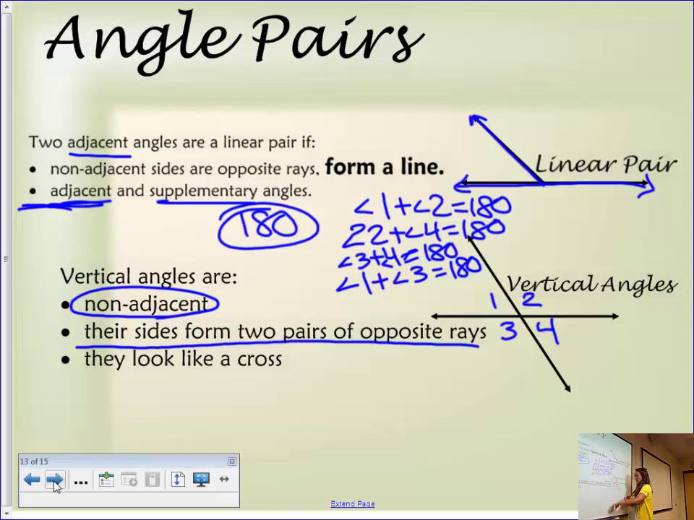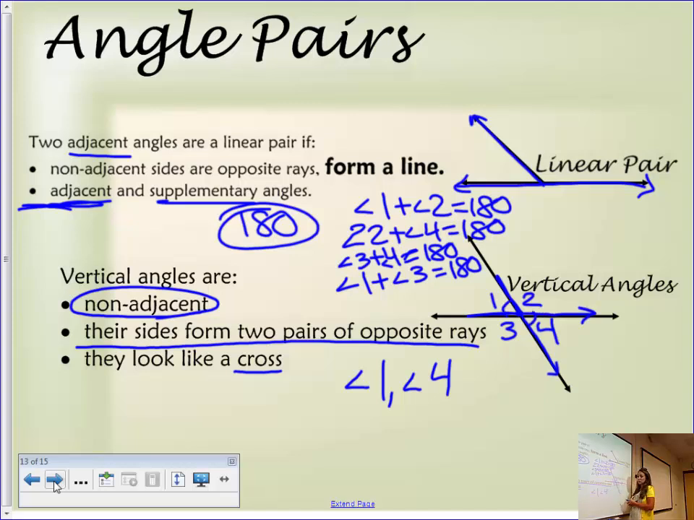Since they're not adjacent, they don't share a common vertex or side. They look like a cross. So really, when you look at this, angle 1 and angle 4 are across from each other. If I outline angle 1, the opposite ray on that side is here, and the opposite ray here is there, so angle 1 and angle 4.